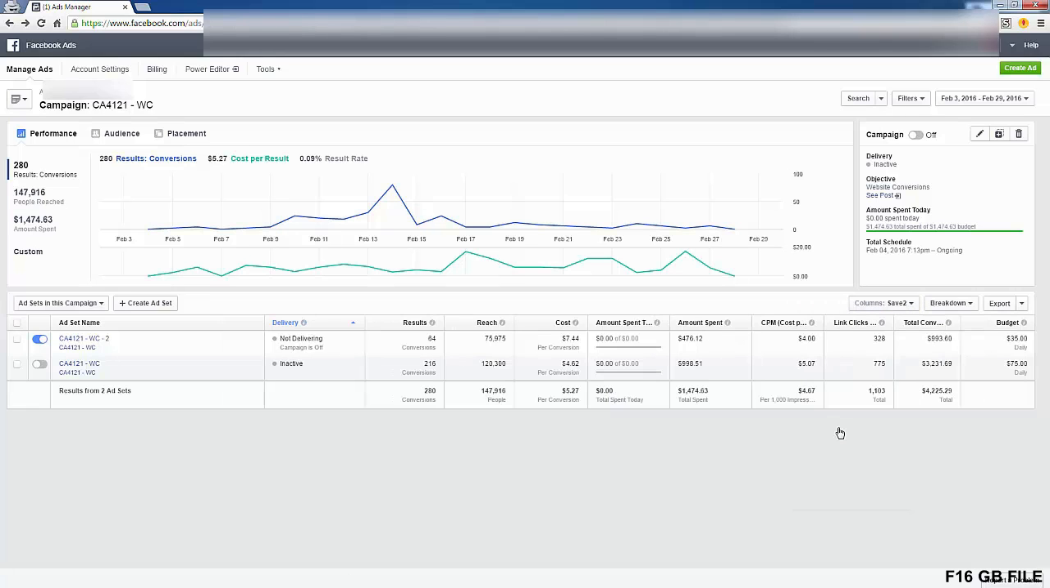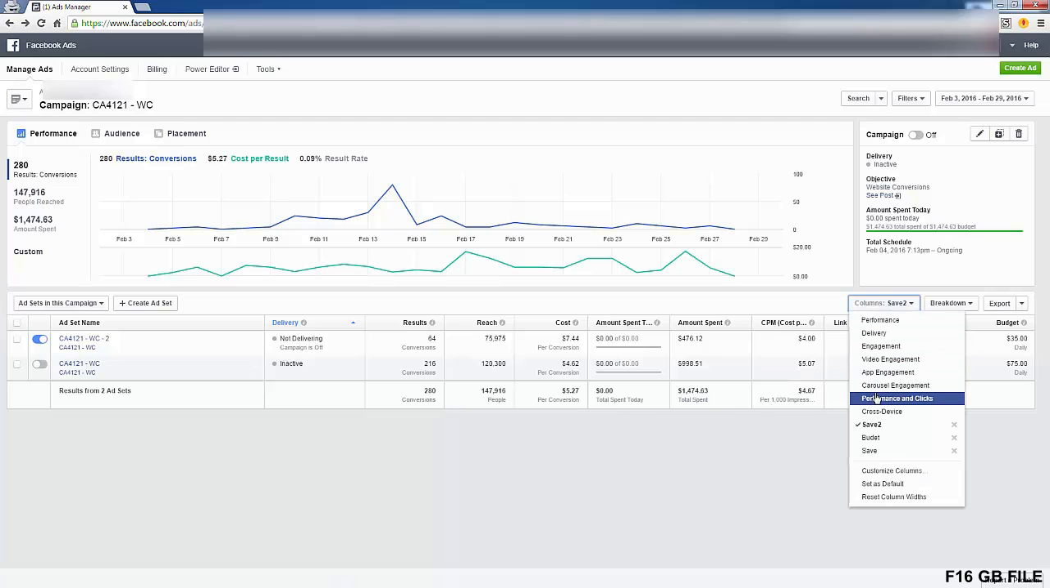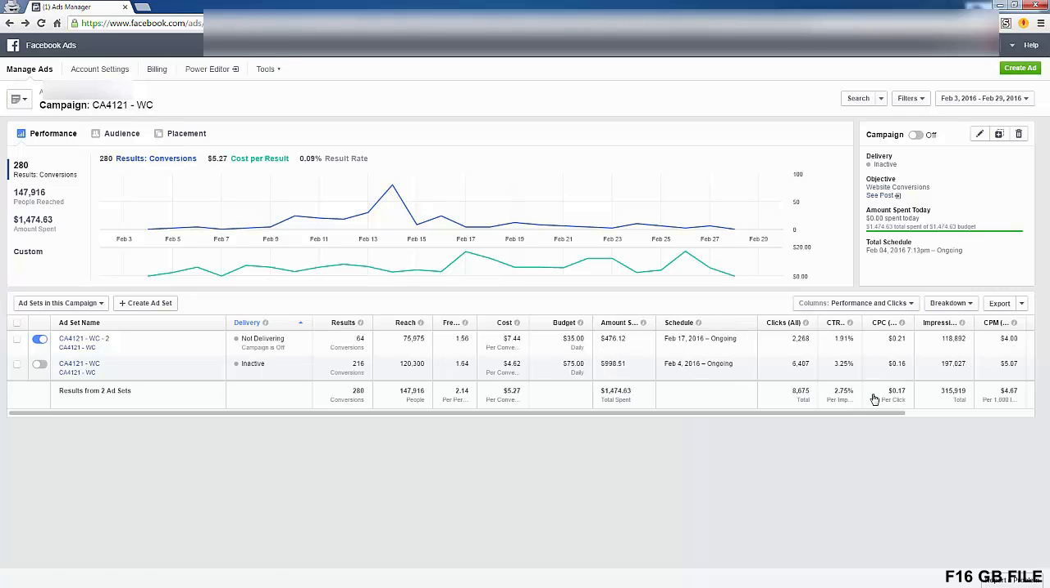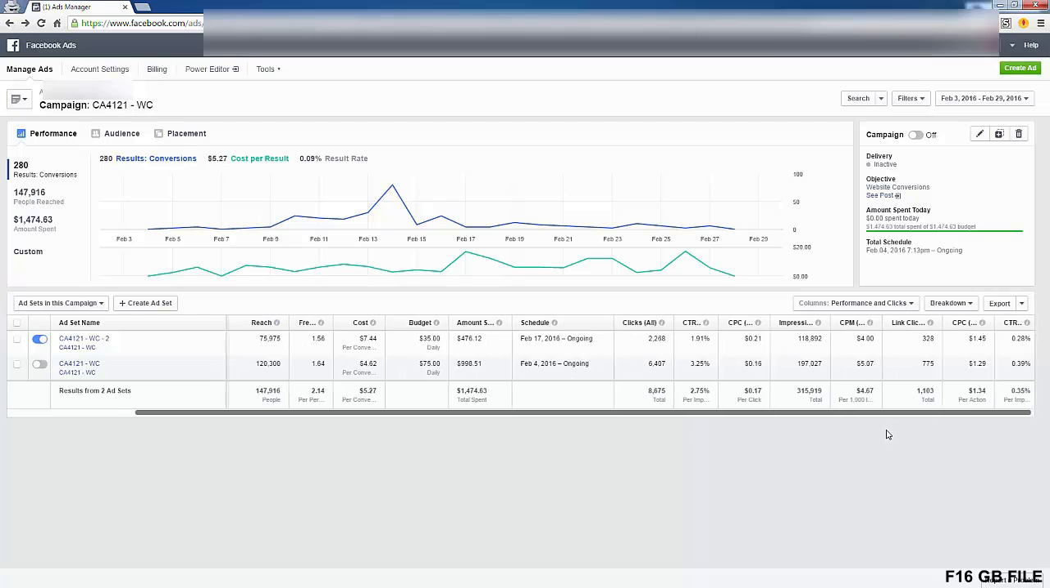I have my own customized columns here, so I can see my total conversion value, basically how much money I put in to how much money I'm taking out. My cost per conversion, my number of conversions. These are the most important things, okay? CPM and CTR are absolutely important, but they're just indications of an ad's success. They're not an end-all, be-all.